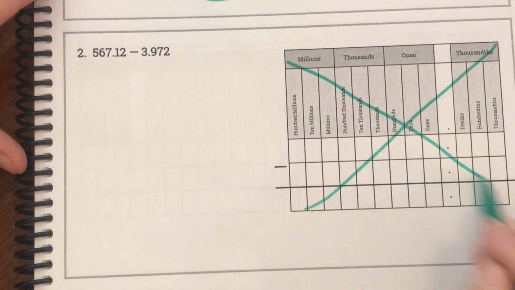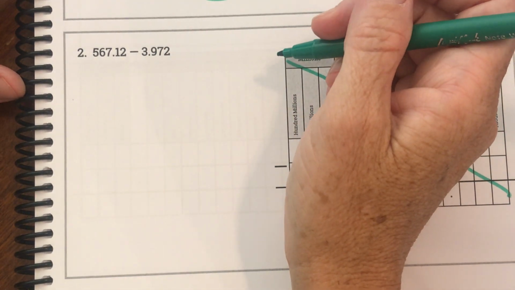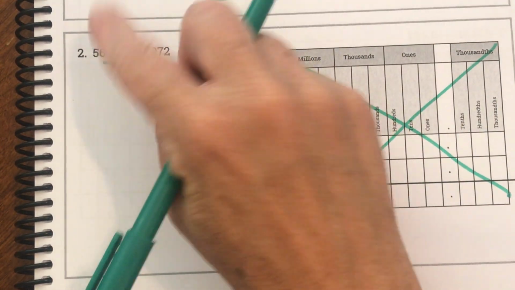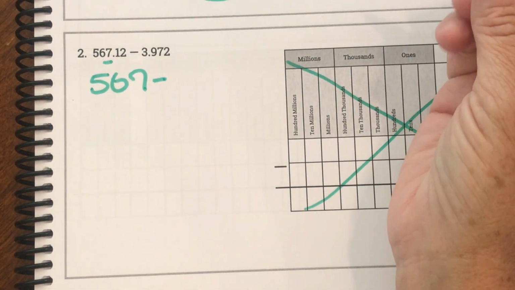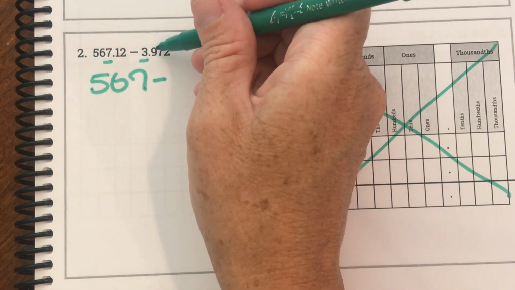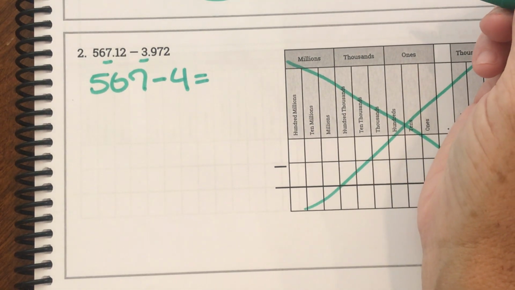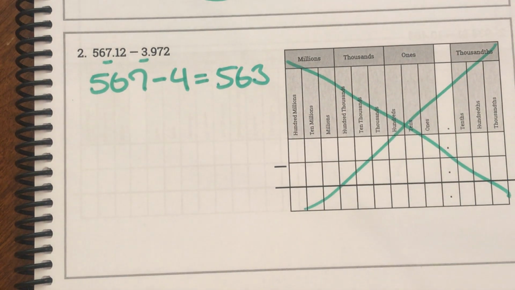Again, we're not going to use this because they won't provide that for us on a test. So we're going to first start by estimating. So 567 and 12 hundredths. When I round it to the nearest whole, the 1 makes my 7 stay the same. So I have 567 take away. And when I round this to the nearest whole, the 9 makes the 3 go to a 4. So 567 take away 4, we expect our answer to be about 563. Notice they are the same numbers as problem 1, except now we're going to be subtracting.